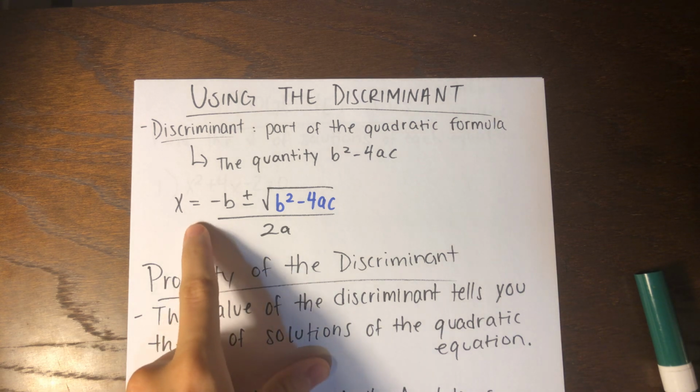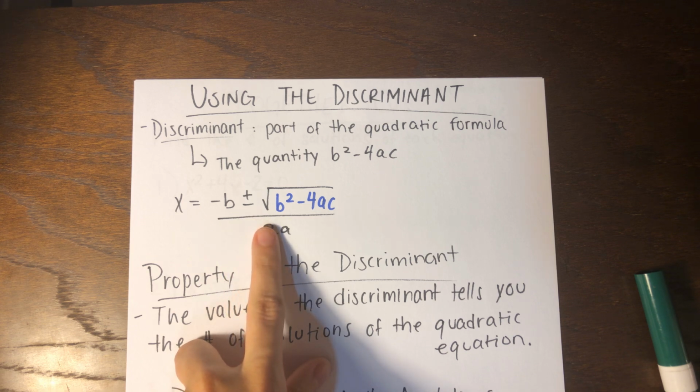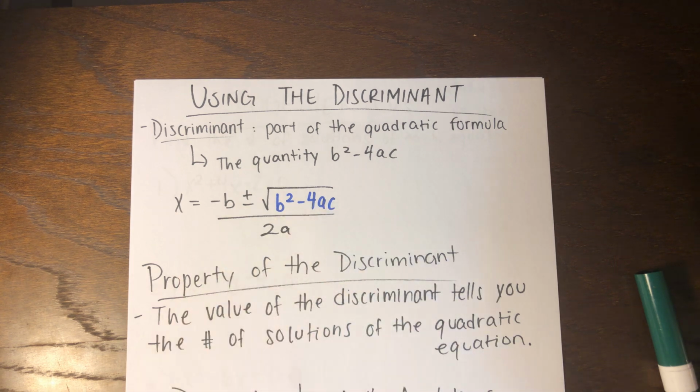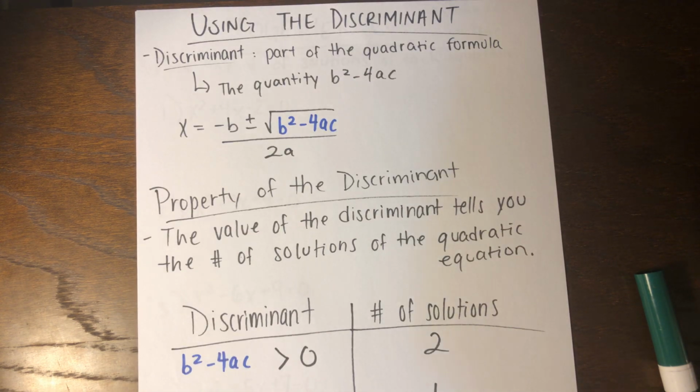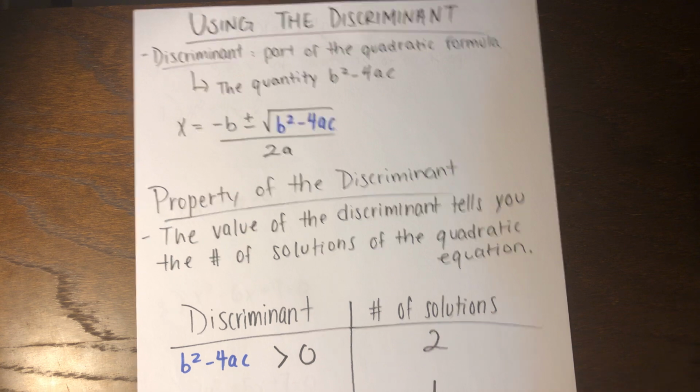So remember, this is the quadratic formula. x equals negative b plus or minus the square root of b squared minus 4ac all over 2a. Okay? When it comes to the property of the discriminant, the value of the discriminant tells you the number of solutions of each quadratic equation.